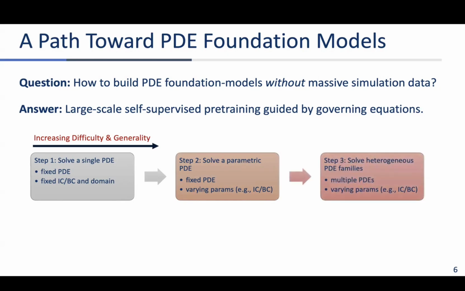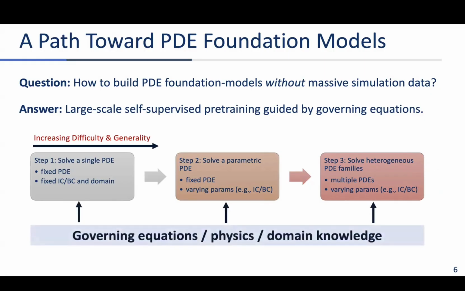If this can also be done, then we can go to our final step. In this case, we want to tackle heterogeneous PDE families. Multiple PDEs are considered simultaneously, and we want to vary any parameters inside. And for all three steps, the only supervision signals I want to use are those governing equations, physics, and domain knowledge.